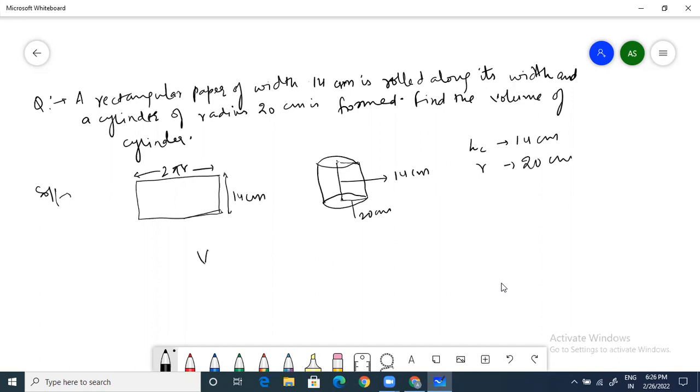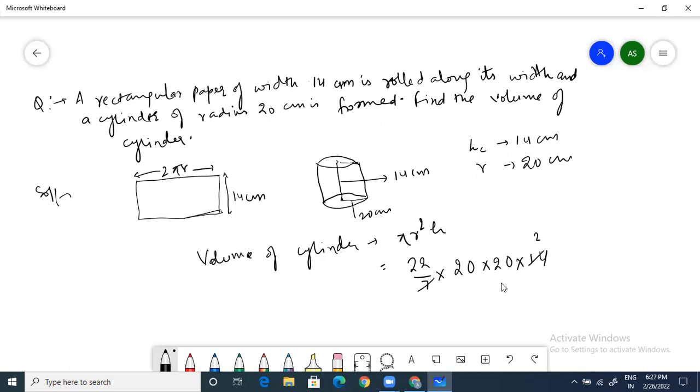What is the volume of a cylinder? Just learn the formula. Pi r square h. So pi is 22 by 7 in this case. What is r? 20 into 20 into h, which is 14. I cut this 7 with the 14. 2 into 800, 22 into 8, 17600 centimeter cube. Because everything we have to multiply: r square is centimeter square, h is centimeter, centimeter square into centimeter equals centimeter cube. And we can always verify that volume should always be in centimeter cube. So this is very important to understand.